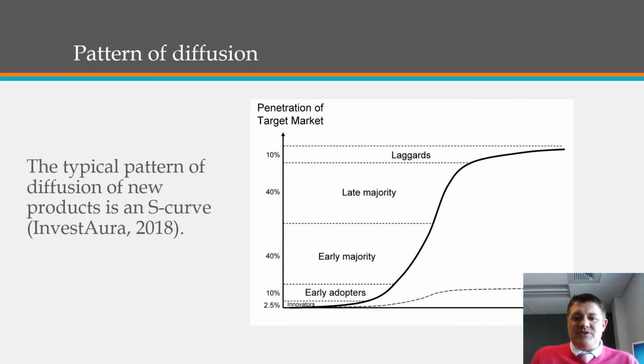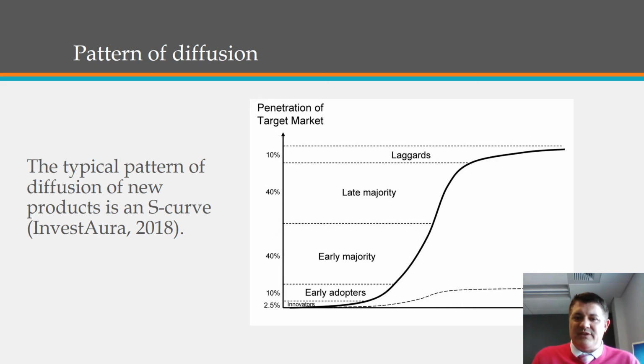The pattern of diffusion, I thought this was a pretty cool graphic because it directly ties in time. Time is actually this axis here. Let me move that now. And it shows the different groups. This is a typical S-curve. The pattern of diffusion is a typical S-curve, and you can see the percentage of the different groups.